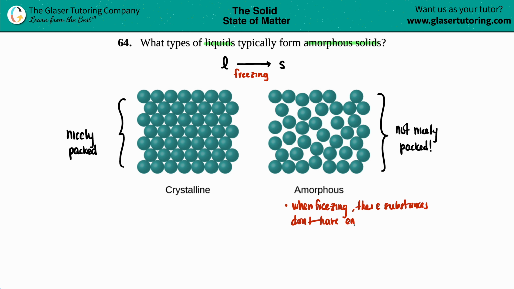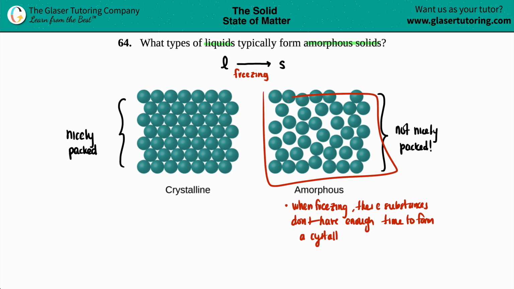And I'm just trying to write it quick for you guys. So they don't have enough time to form a crystalline solid. They try to pull together in kind of a formation, but once it freezes, once it turns into a solid, time has run out and they didn't get to the final result, the crystalline solid. So basically the idea is, what types of substances don't have enough time to come together?